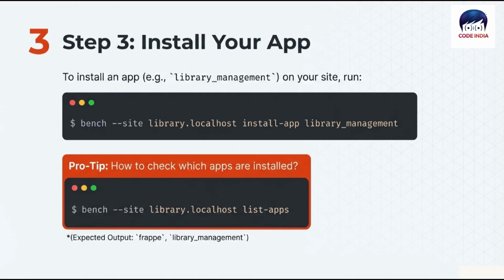Step 3. If you look at the site now, it's just the basic framework. We need to install our library management app. Run this command: bench --site library.localhost install-app library_management. Pro tip: you can verify it worked by listing the installed apps using the command shown on screen.